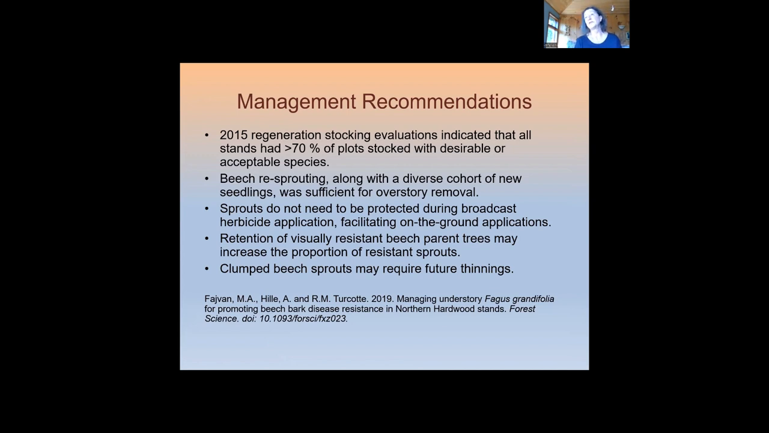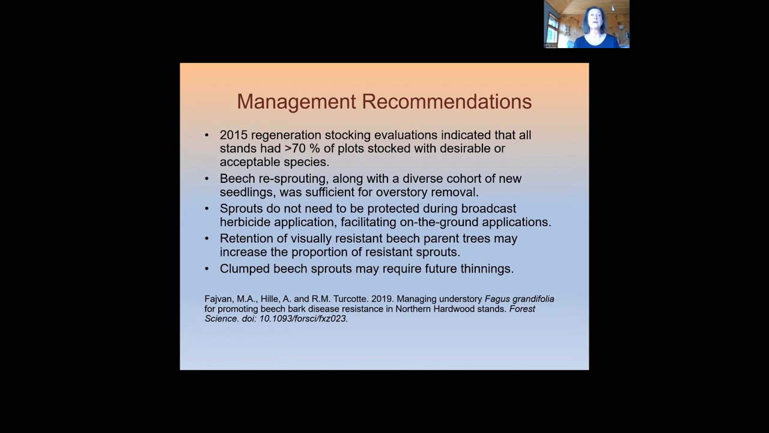And so our conclusion was the beech sprouts coming from resistant parent trees do not need to be protected during broadcast herbicide application. So you can just treat the whole understory like you would in any normal shelterwood, which makes it a lot easier to spray the stand without having those buffer areas. And then if you follow these stands through time, we'll have to see if retaining these visually resistant parent trees increases the proportion of resistant sprouts.